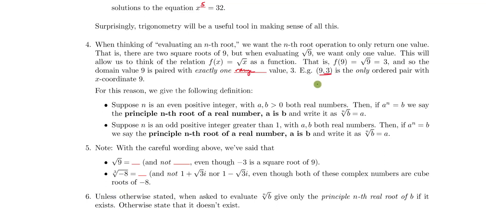We don't want to also have the ordered pair (9, negative 3), and if we did, you would see right away, through something called the vertical line test, that this relation wouldn't be a function. So we only want this one solution.